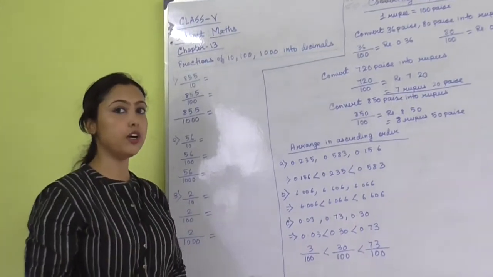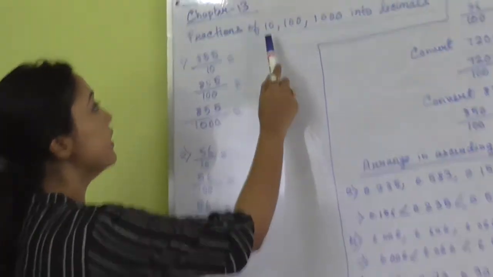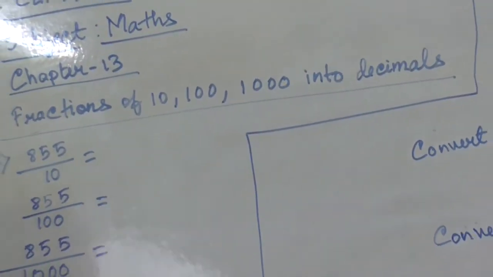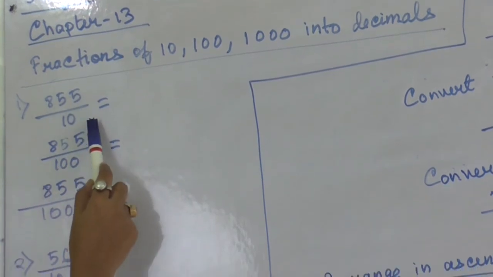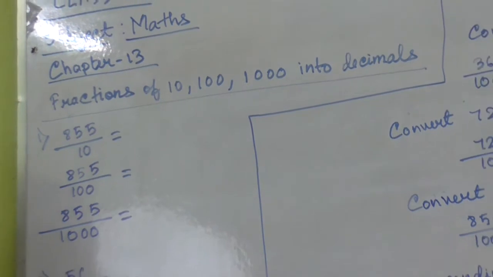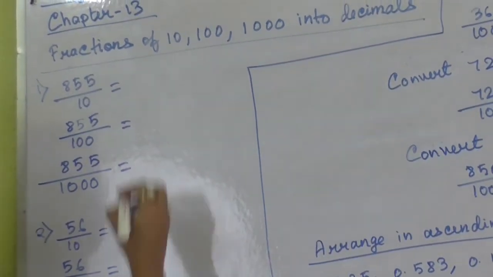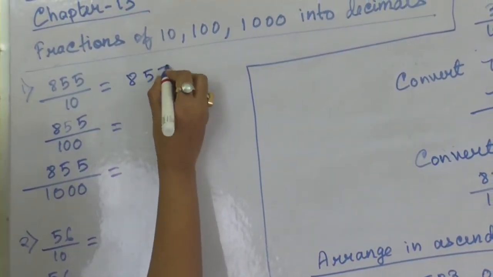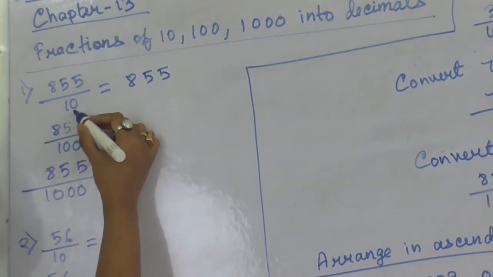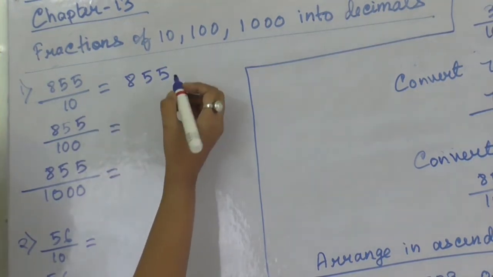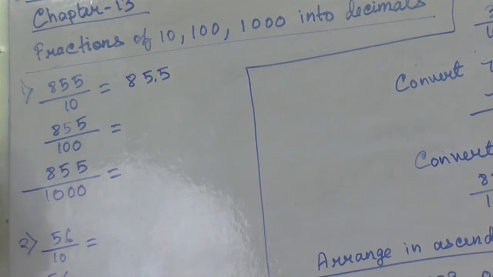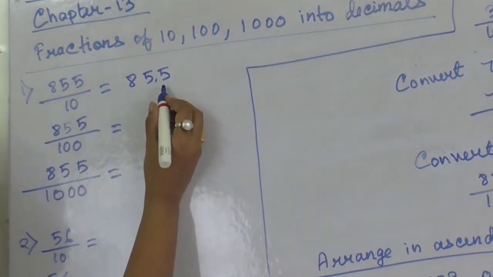Next I will show you how to convert these fractions of 10, 100 and 1000 into decimals. Here one fraction is given, 855 divided by 10. You have to convert this fraction into a decimal. For that, simply write this 855, and since 10 consists of only one zero, you put the decimal point before one digit from the right hand side. So the answer is 85.5.